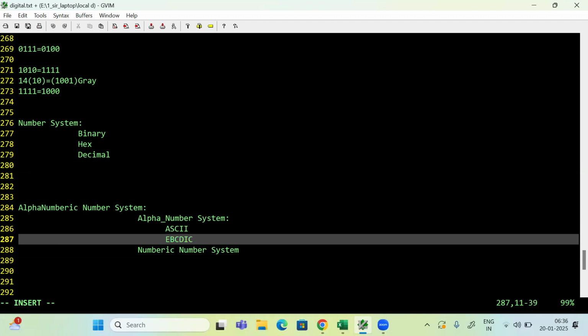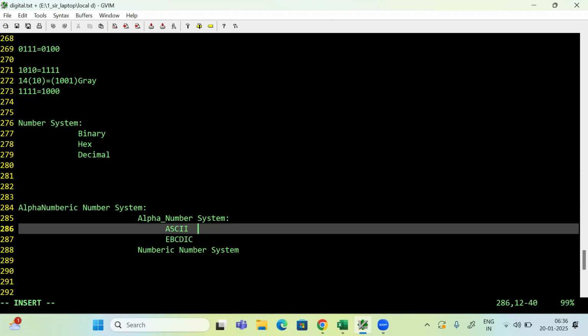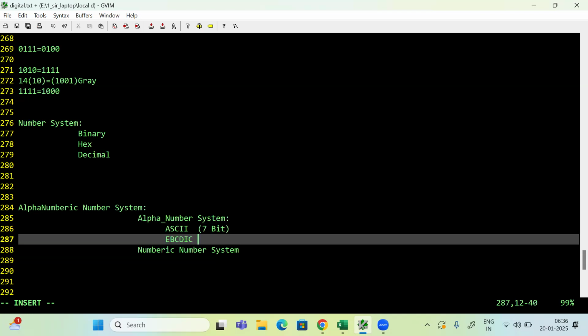Why did it become obsolete? Because it is a 7-bit representation. And as you know, as we advance, we need more bits. In this code, alphabets you have, numeric you have, symbolic you also have.